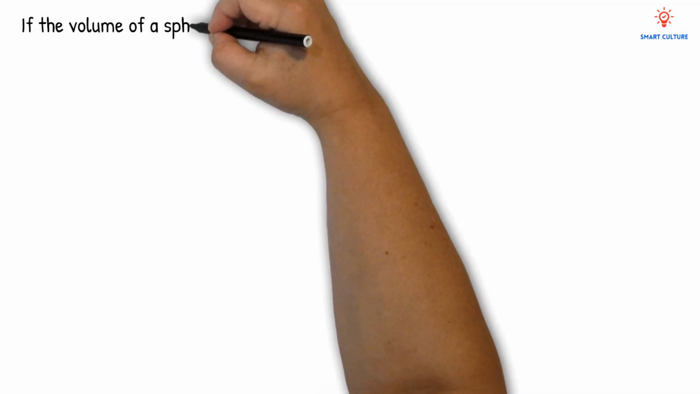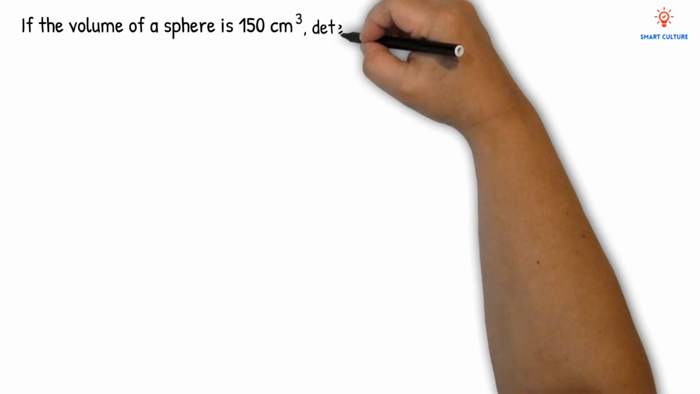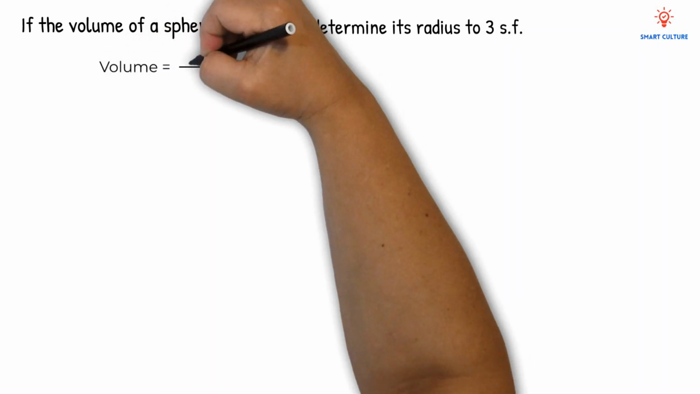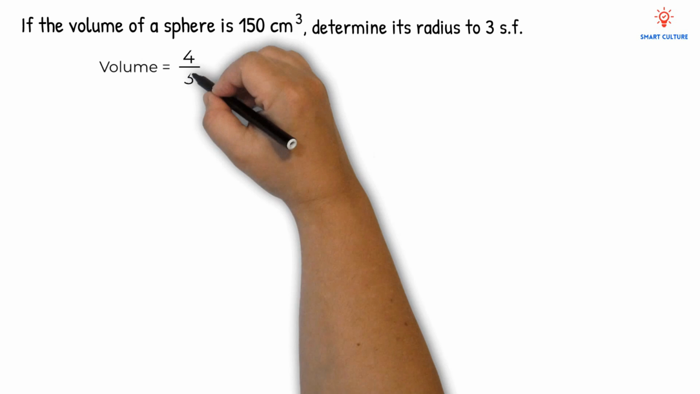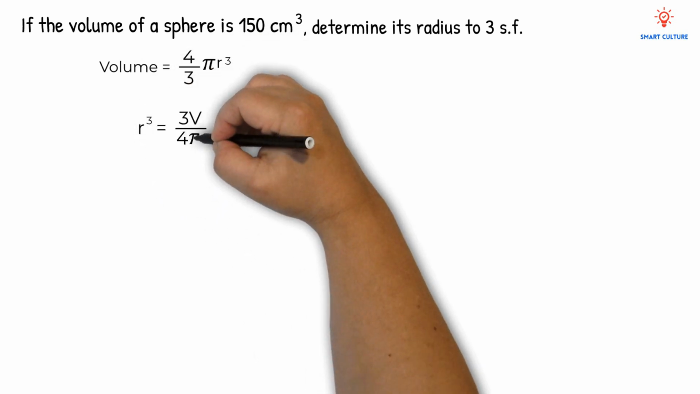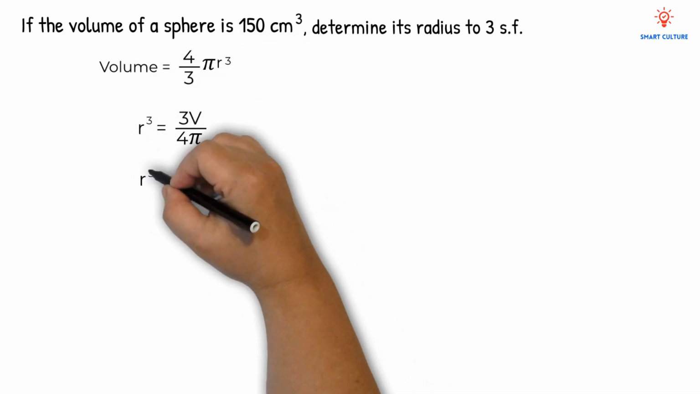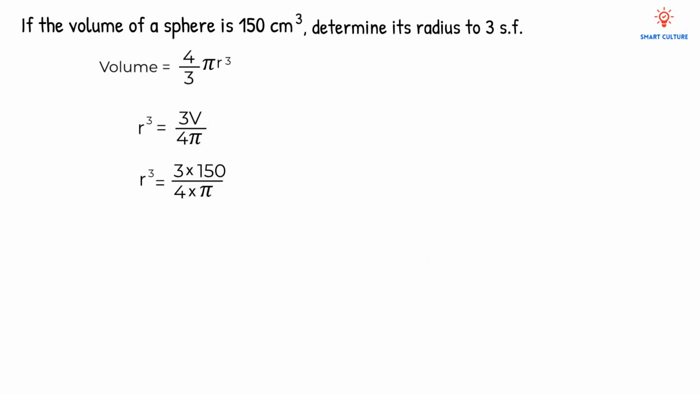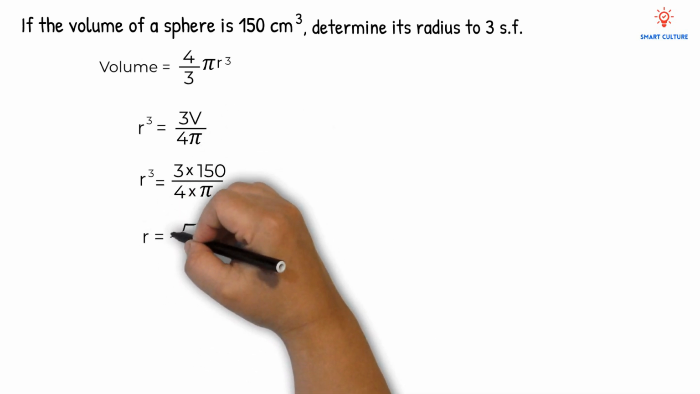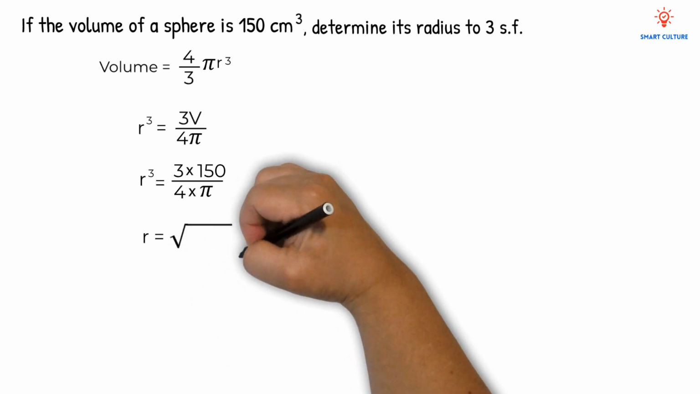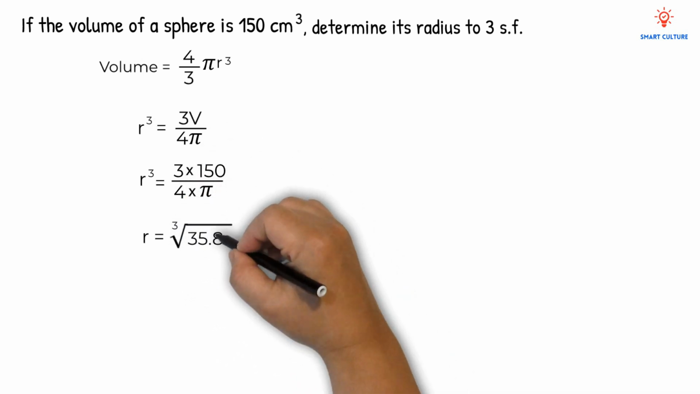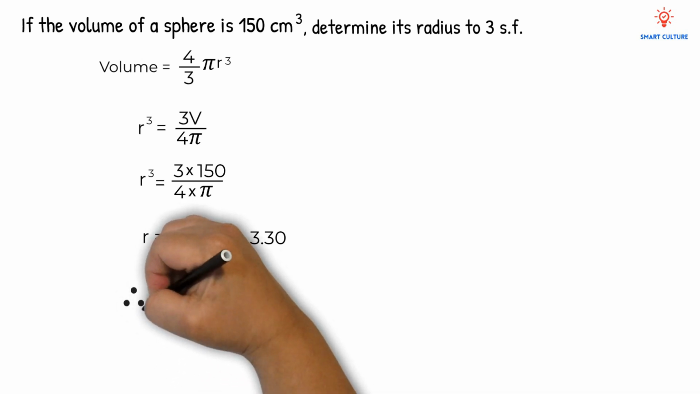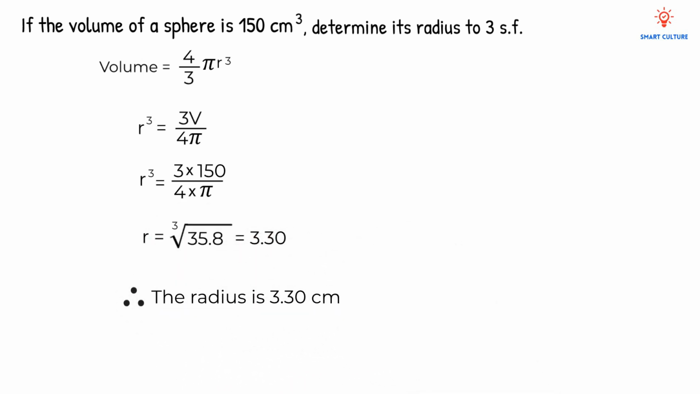Given that the volume of a sphere is 150 cubic centimeters, work out the radius. So here is the formula. Now we have to rearrange this formula to make the radius the subject. Now we know that the volume is equal to 150, so we substitute this value into the formula. That means the radius will be equal to 3.30. So the radius is 3.30 centimeters.